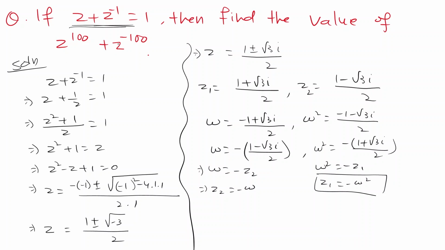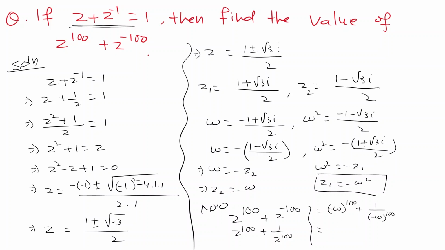Now we have to solve this one. We have to find the value of this one, right? So we have the two values, z1 and z2, and z1 is minus omega square and z2 is minus omega. So now we have to find the value of z to the power 100 plus z to the power minus 100. So you may write z to the power 100 plus 1 by z to the power 100, right? Now z is equal to minus omega. So here is minus omega to the power 100 plus 1 by minus omega to the power 100.